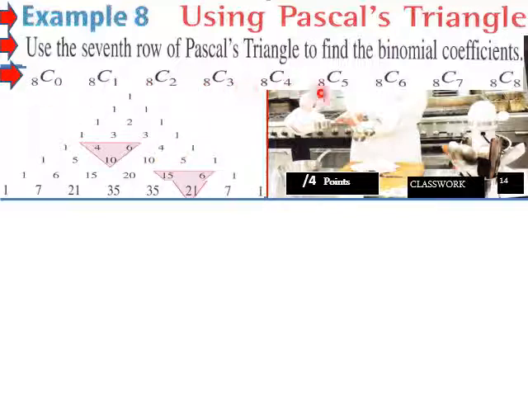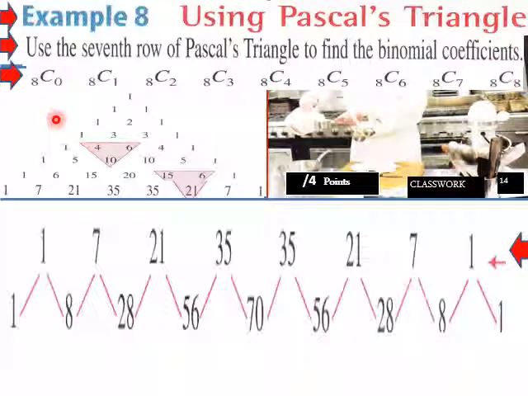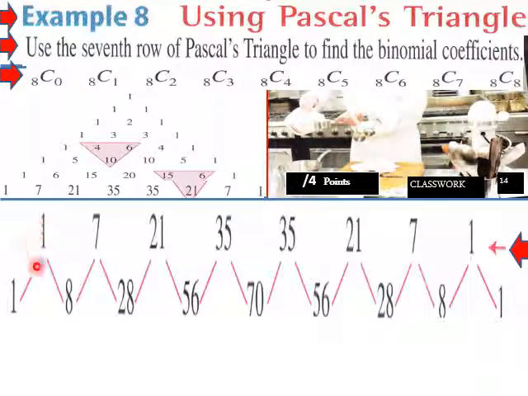So again here for 1, so for 8 here we go, 1 and 7 is 8. Then for 28, 7 and 21 is 28. 21 and 35 is 56. 35 and 35 is 70. Then 35 and 21 is 56, 21 and 7 is 28, and then 7 and 1 is 8, and then 1 would be 1 and 0, I guess, out here.